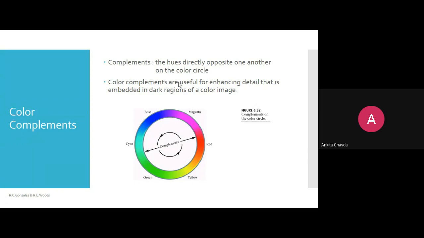Exactly opposite to that. Whatever is in the red region that I cannot see clearly, you just convert it to the opposite color and you will be able to see it. This is very similar to your image negative. If your image is dominated by black color, and there is some white I need to see but I am not able to see it, I will just do the image negative.